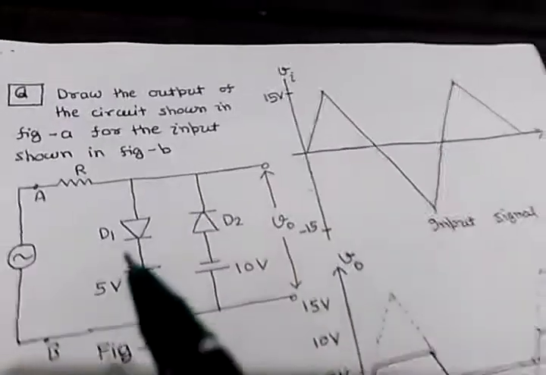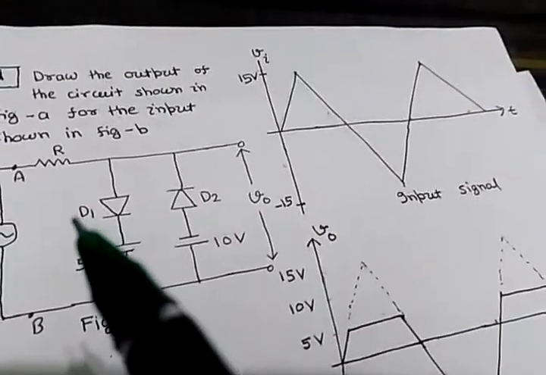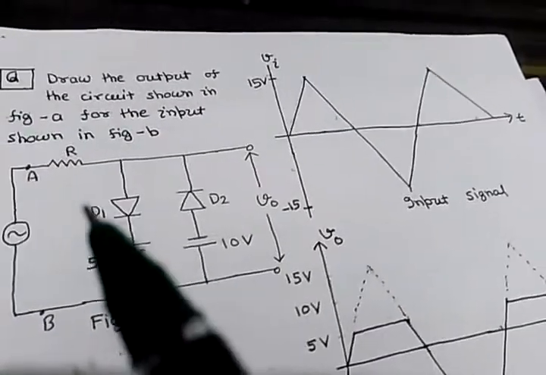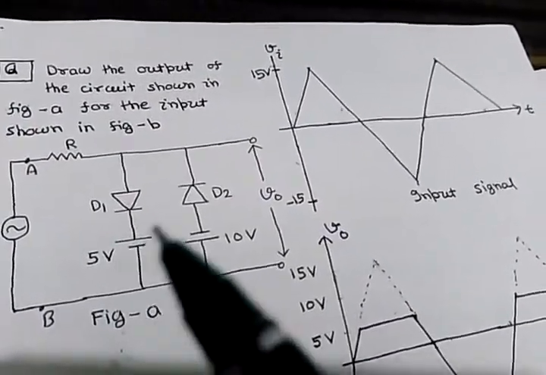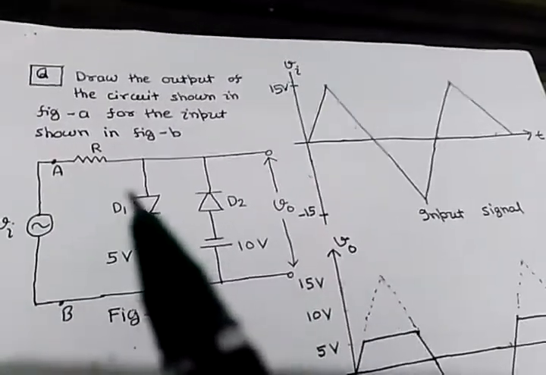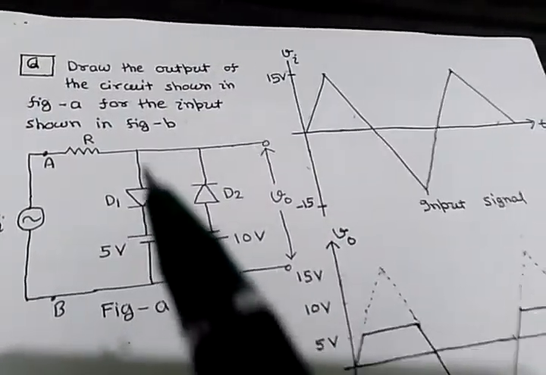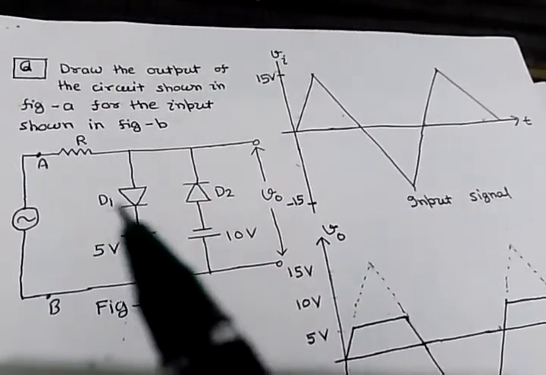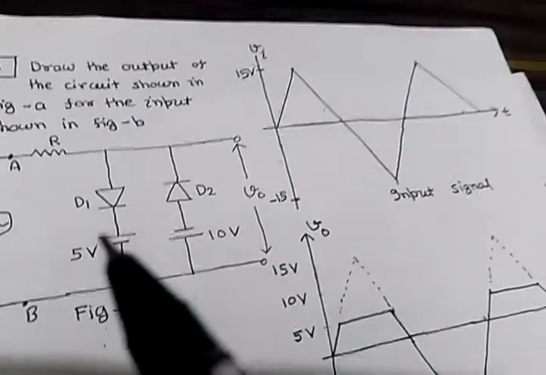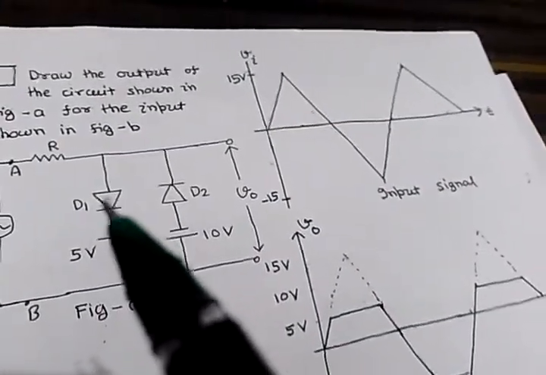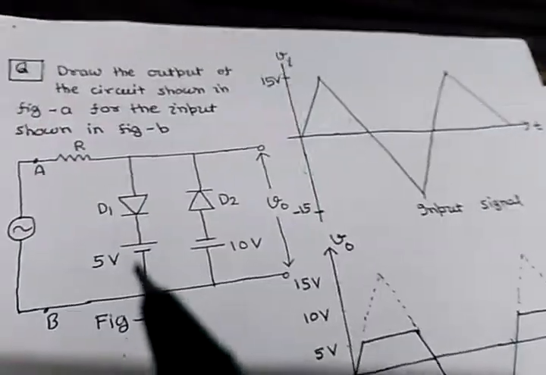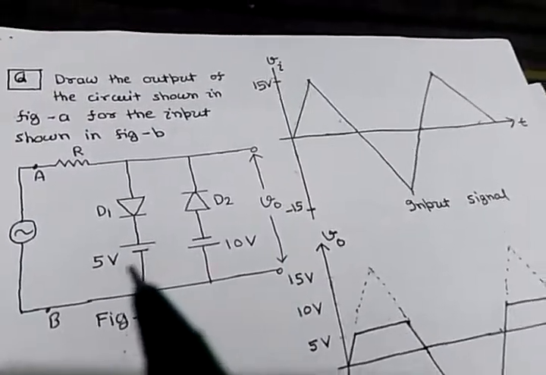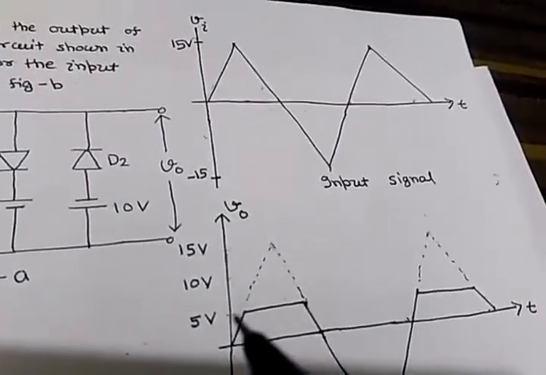Now when the input waveform is greater than 5 volt in the positive half cycle, here the N region is at plus 5 volt, and when the input is greater than 5 volt, the P region of D1 will be at higher voltage than the N region. So diode D1 will be in forward biased condition. Diode D1 in this case can be replaced by a short circuit. So at the output we will get a fixed 5 volt for input greater than 5 volt.